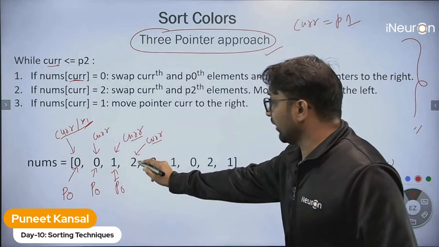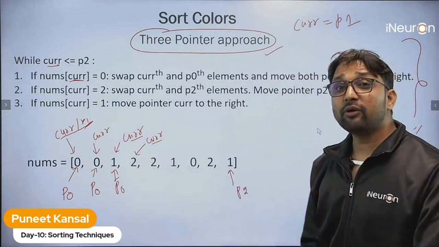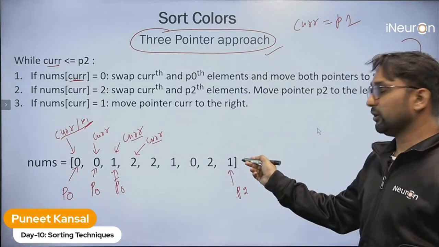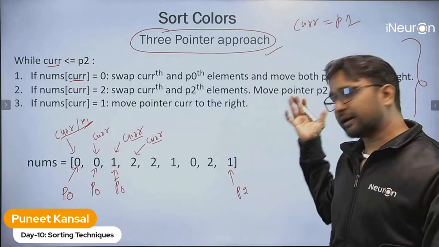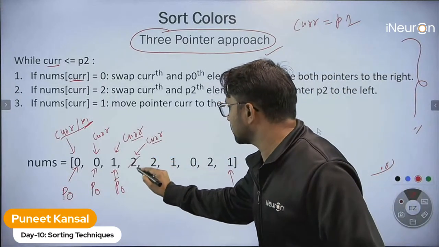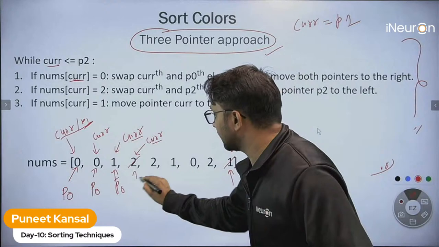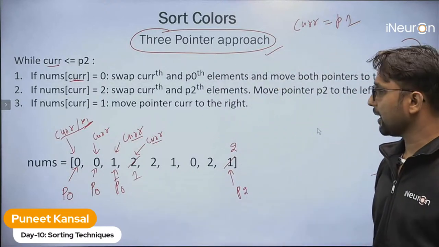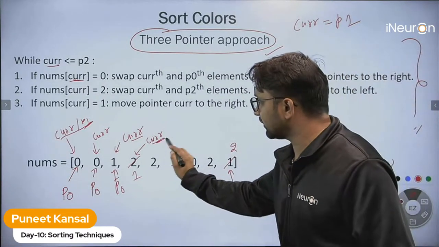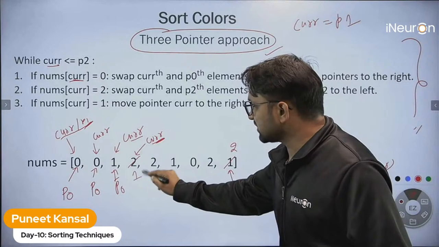When we find 2, we will put this 2 at the end. We know that 2 must be at the back side, so we will simply swap this and this. 2 will come here, 1 will come here. Again, I'm looking at the current. What is the value? 1.